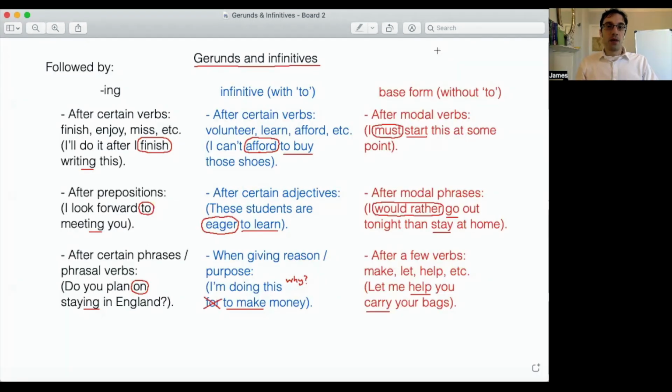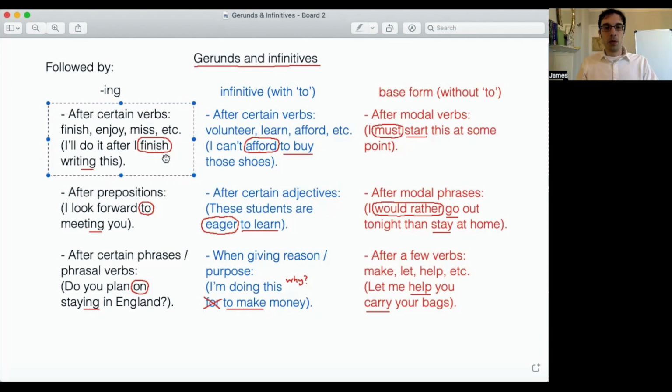Now, even though there is no good rule that tells you which verbs are followed by which category, I can at least give you a list of guidelines about when certain types of words are followed by each category. So let's start with some particular groups that are followed by ing. As we've mentioned before, it comes after certain verbs like finish, enjoy, miss, etc.